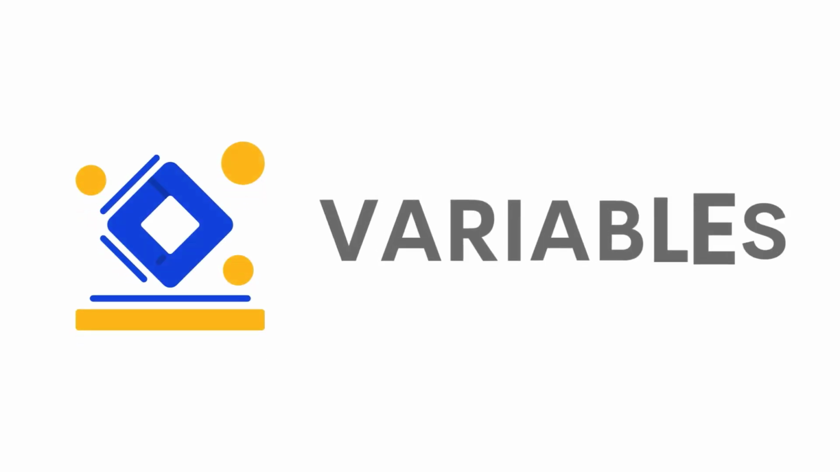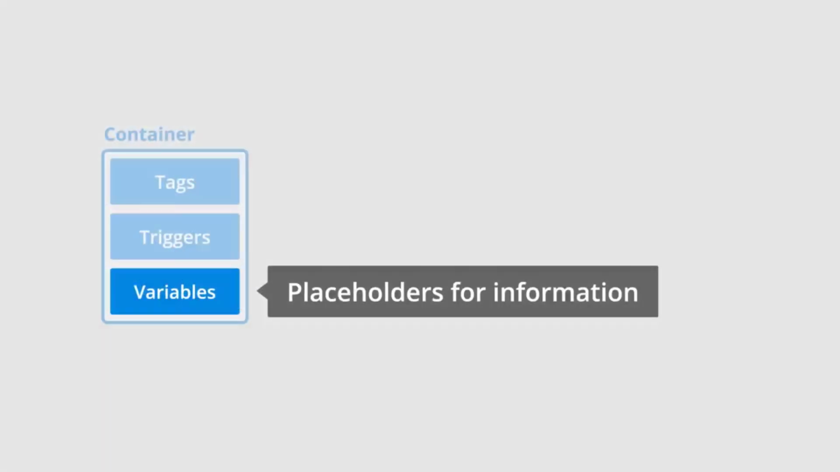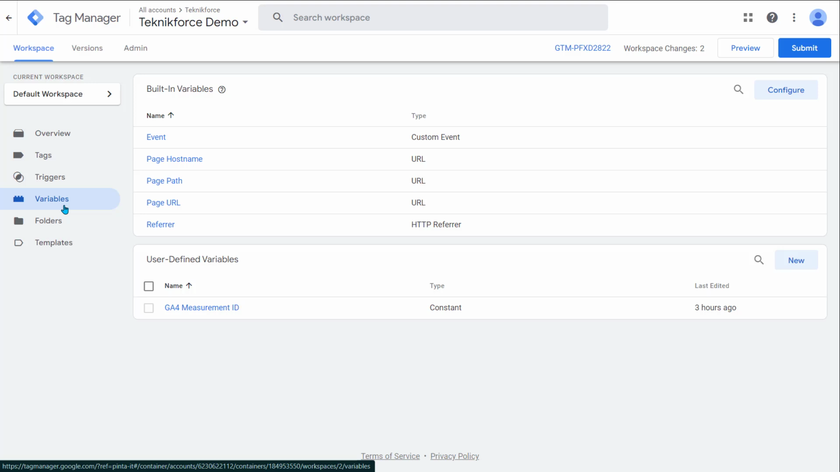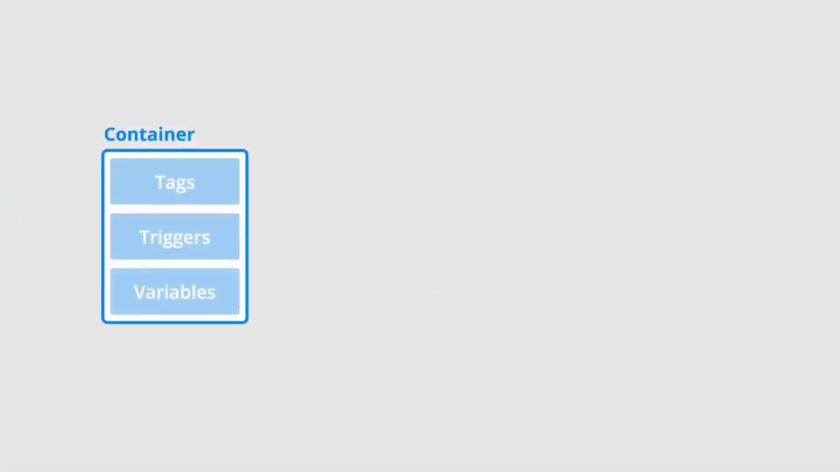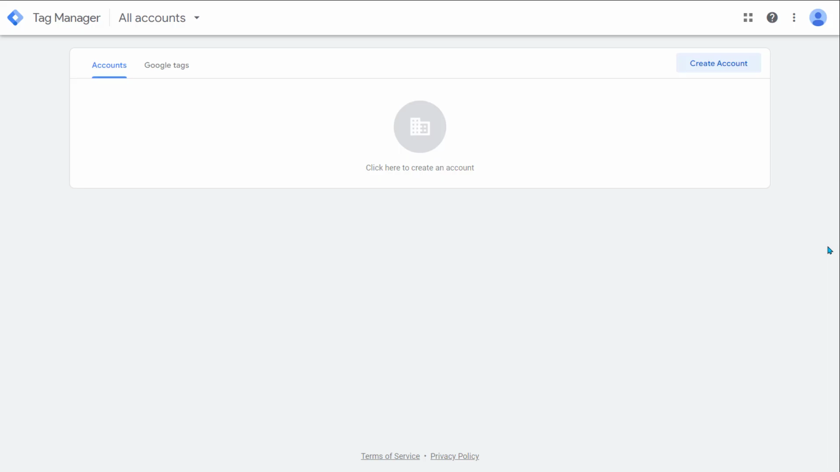Then there are variables. Variables are placeholders for information that we can use in Google Tag Manager. For example, we might want to capture details about a link someone has clicked on our website. We can then use this information in our tags, triggers, and even other variables. There is a range of built-in variables that let us access information automatically. And we can also create custom variables. And we have container. A container stores all of the tags, triggers, and variables of our website.